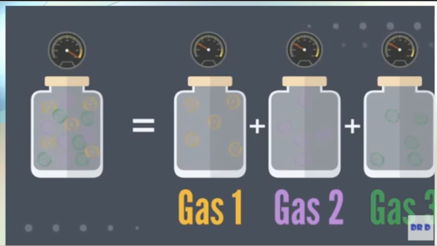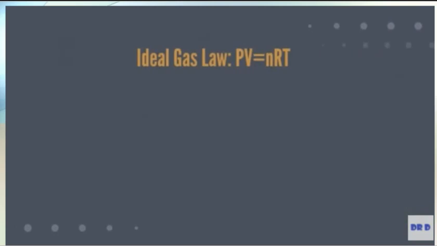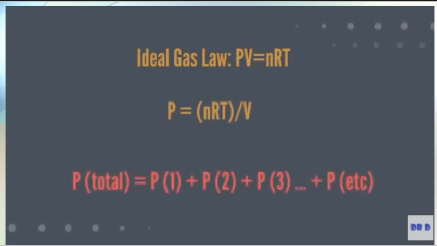Now let's look at the formula for Dalton's law of partial pressure. First, let's derive from the ideal gas law, where pressure times volume equals nRT. We can see that the pressure is equal to nRT over V. Now let's look at Dalton's law of partial pressure, where at a constant volume, we can add the partial pressures of the individual gases to equal the total pressure of the combined gases.